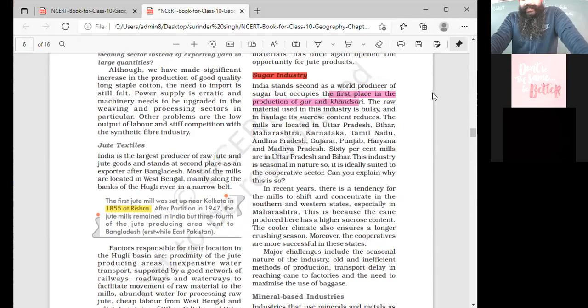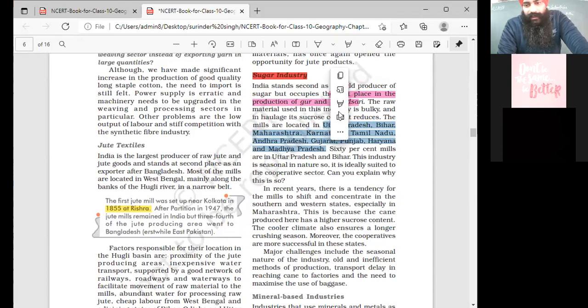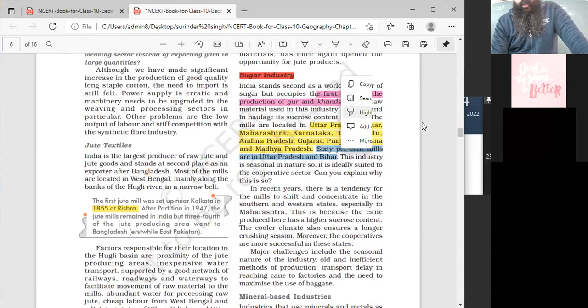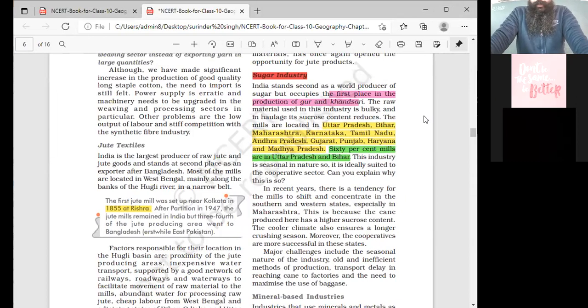A total of 460 sugar mills are spread across Uttar Pradesh, Bihar, Maharashtra, Karnataka, Tamil Nadu, Gujarat, Punjab, Haryana, and Madhya Pradesh. 60% of India's total sugar mills are concentrated in parts of Uttar Pradesh and Bihar. Sugar mills are managed under cooperative societies in our country.